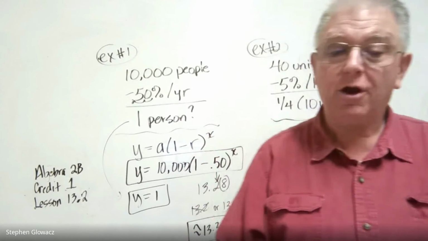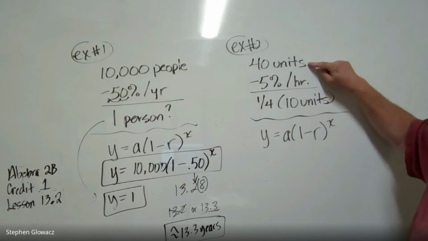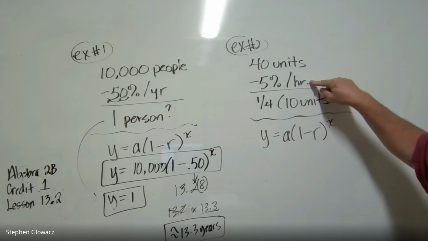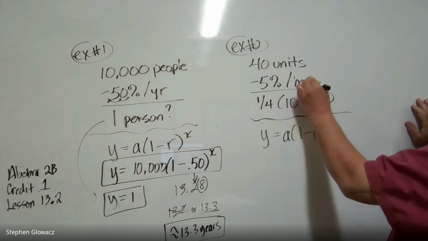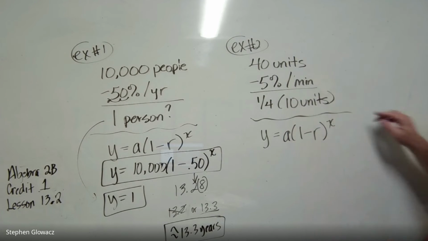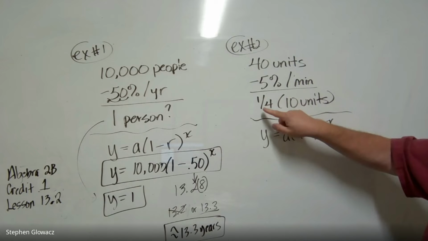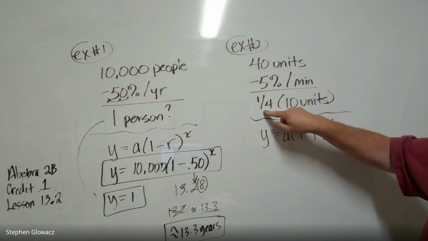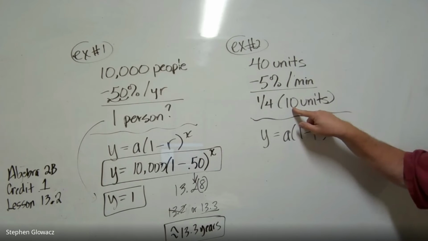All right, so in our example for number 2, we're going to have 40 units of insulin. It's going to decrease by 5% per hour. Actually, we're doing minutes, I'm sorry. We're going to be doing minutes. Decreasing at 5% per minute. And we want to know when the amount of insulin is 1/4 of its original amount. 1/4 of 40 is 10. 40 divided by 4 is 10.